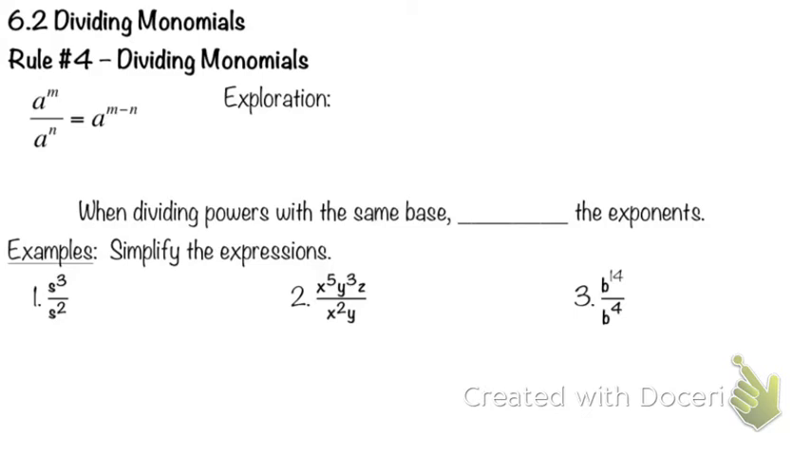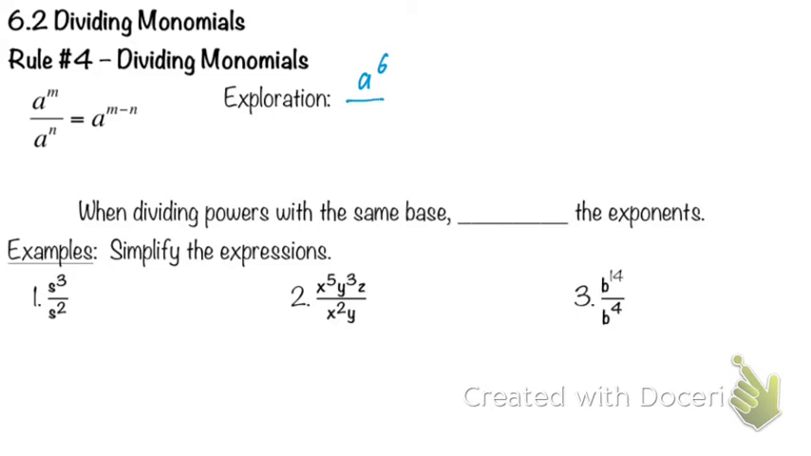So we have more exponent rules. We have rule number 4 we're going to start with, and it's dividing monomials. When you have a to the m divided by a to the n, notice it's a and a again, just like before, we get a to the m minus n. Subtracting the exponents. Let's do some more exploration. I think that really benefited us the other day, so we're going to continue that now.